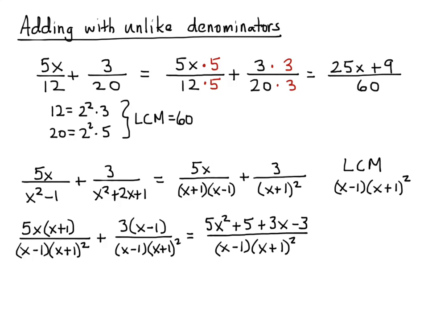And notice what I did here. I've expanded both of them. So I have that 5x times x plus 1 is 5x squared plus 5. That should be 5x, right? Yeah, I have made a mistake here. So let me make a correction here. So this should be 5x plus 3x minus 3.